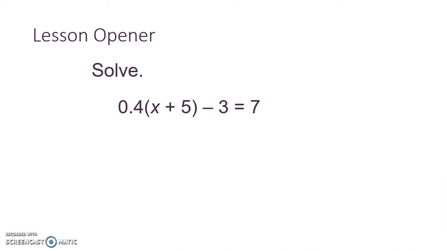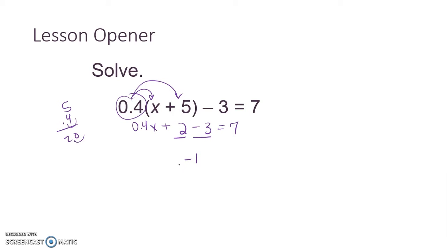And the last one, we have 0.4x once we distribute, plus, if you don't have a calculator handy, which I don't, go ahead over to the side. So we get 20 with 1 decimal place, so that's 2. Minus 3 equals 7. Combine our like terms. A plus 2 and a minus 3 will give us a minus 1. So 0.4x minus 1 equals 7.